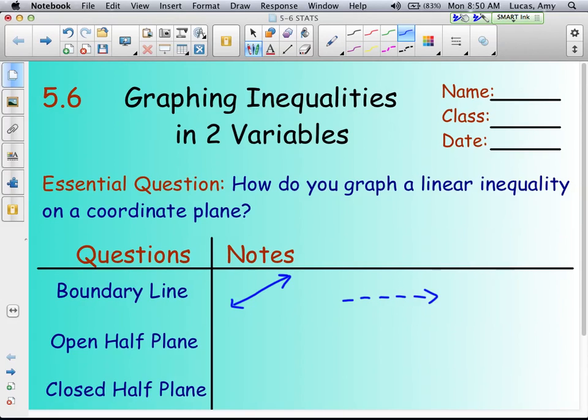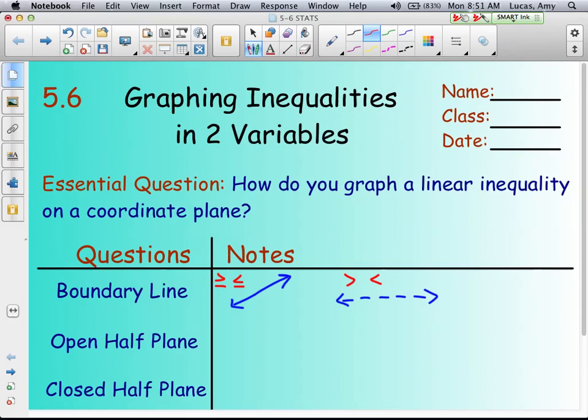This is much like when we graph our inequalities on a number line and we have an open circle versus a closed circle. The two symbols that are going to indicate to us the solid boundary line are going to be the same as the two that gave us a closed circle on our number line inequalities. And then with an open boundary line, we have the two symbols that gave us an open circle.